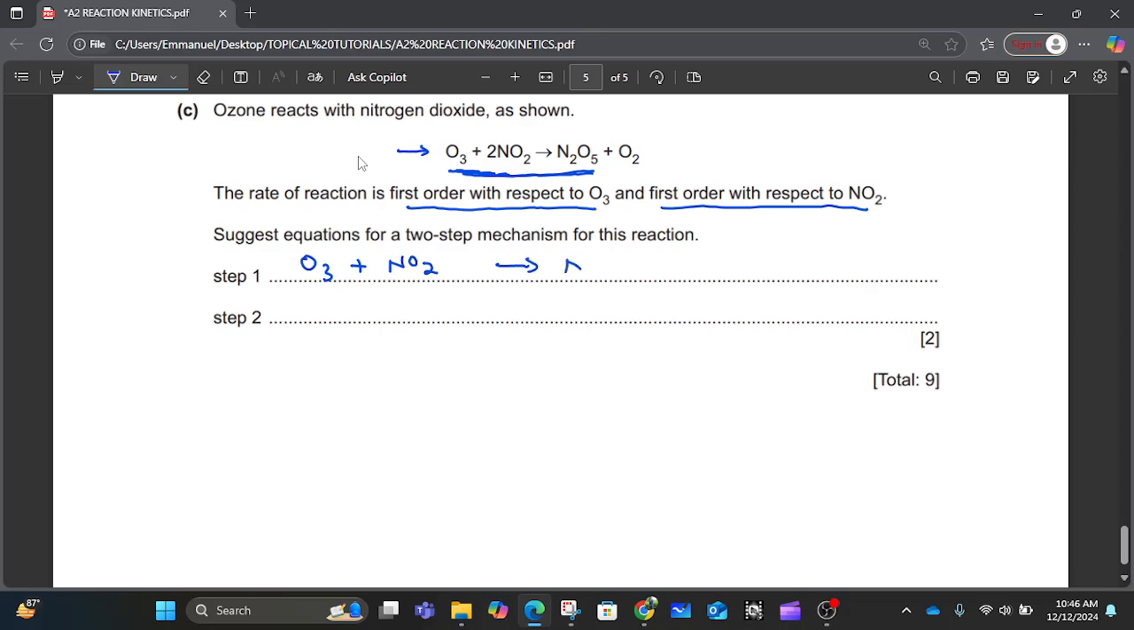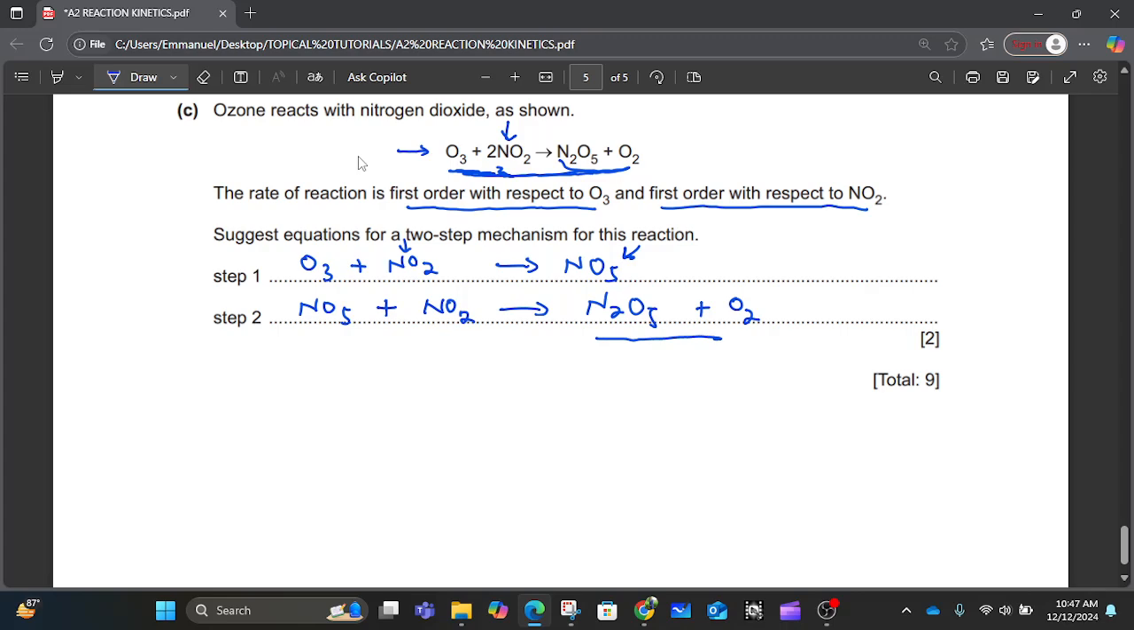This will give us NO5. NO5 is an intermediate, so intermediates will be used up to form a product. So the NO5 plus, remember there were 2 moles of NO2, but we have used only 1 mole. So you have to use that second mole in our step 2. So that will be NO2, and this gives us N2O5 plus O2. Remember, the products are N2O5 plus O2, but we didn't form those products in the first step. And so this intermediate helped us to form those products.